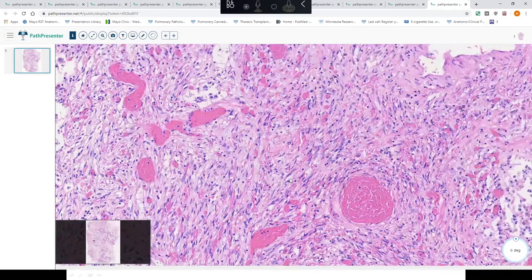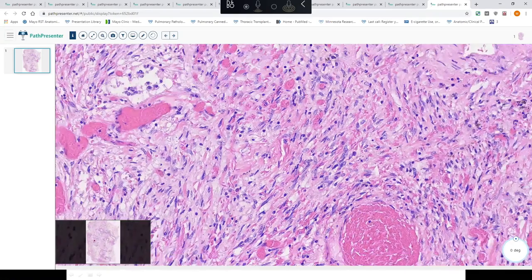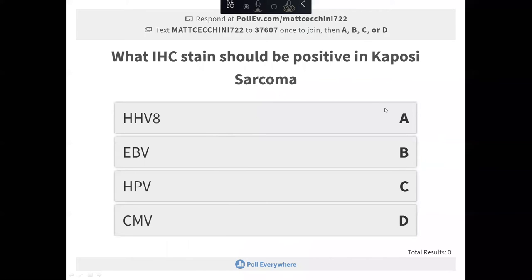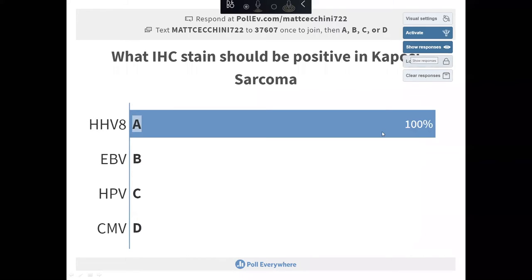And what immunohistochemical stain could we do to prove this diagnosis, which I think is my next question? What IHC stain would be positive in a Kaposi's sarcoma? I think people answered it in the poll. Everyone got it right. It's HHV8 that will be positive in a Kaposi's sarcoma.